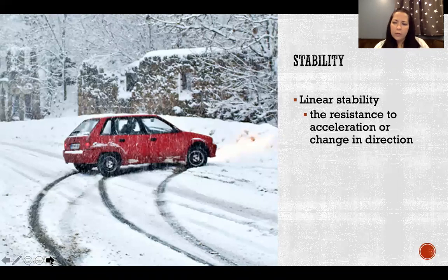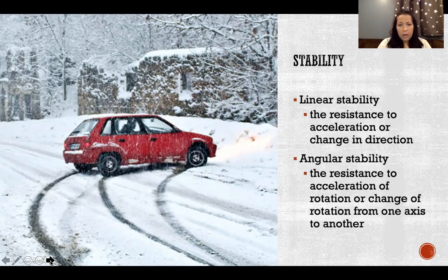Okay, and then we have linear stability and angular stability. That's referring to the direction of movement or the type of movement in which a system is stable. Linear stability is the resistance to acceleration or change in direction. Angular stability is resistance to acceleration of rotation or change of rotation from one axis to another. I included this picture here because this is an example where we lost stability. Maybe the car was driving in a straight line, that would be linear stability, the resistance to acceleration or change in direction.